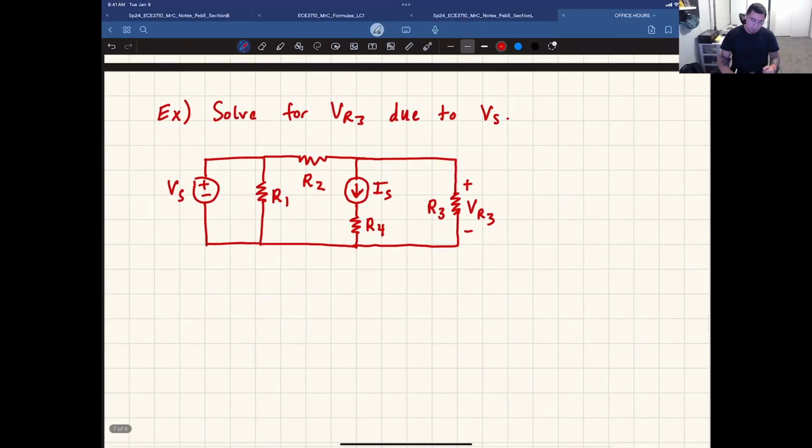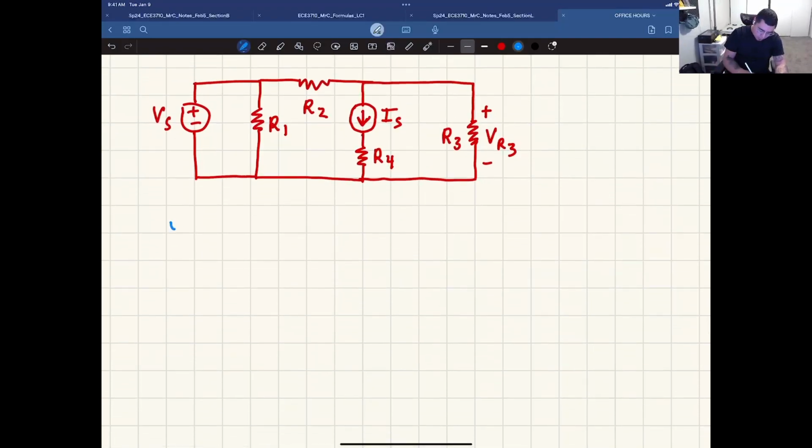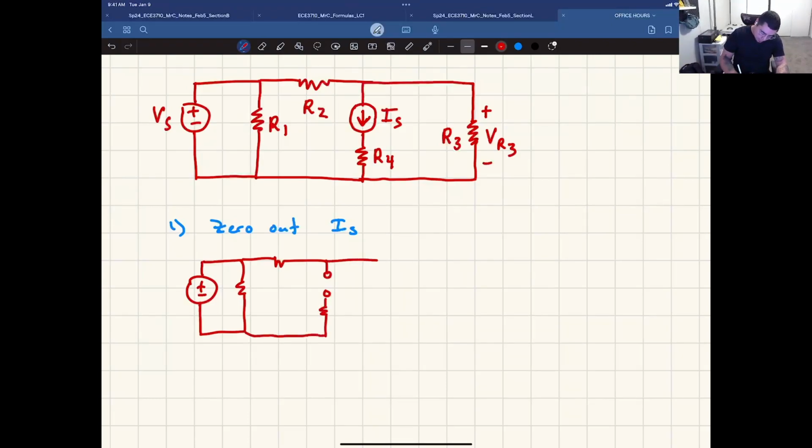Cool. Now, let's see an example if you're going to utilize linearity and superposition. So, solve for VR3 due to Vs. If I'm solving VR3 due to Vs, I have to zero out all of my other sources except Vs. So, that means, just going to write step 1 here, zero out Is. So I now have the battery and R1 and R2, and I have my open circuit because that's how you zero out Is. Then I have my resistor. Then I have my resistor here.